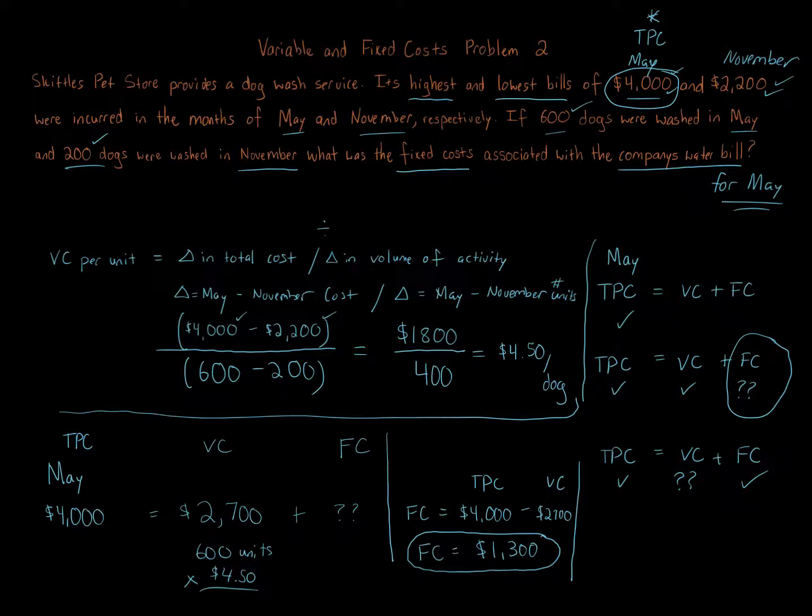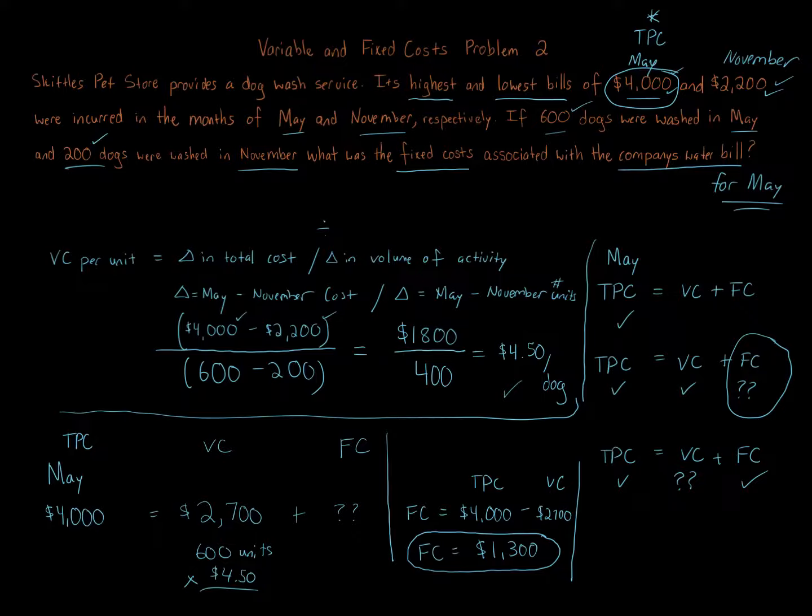Now, one thing that's interesting, I mentioned earlier we're solving for May because the question did not specify which month. I told you to use May, but really go back through this and you will see if you use the numbers for November, you will get the same exact calculation for $1,300, because you would end up with $4.50 per dog, same calculation for variable costs, and then your total production costs would be $2,200 minus your variable cost, $4.50 per dog times 200 dogs. That's going to give you $900.